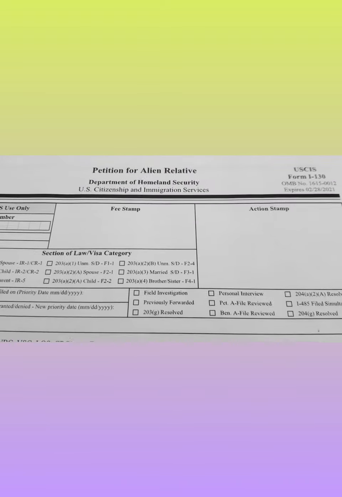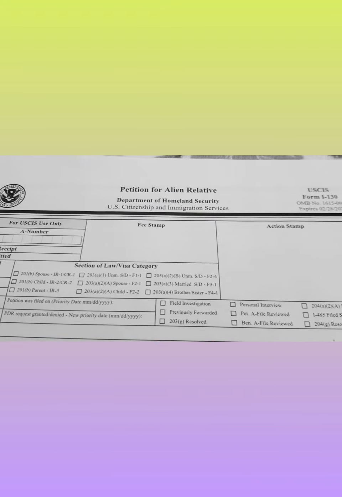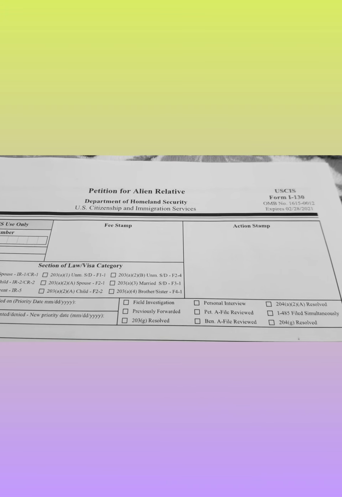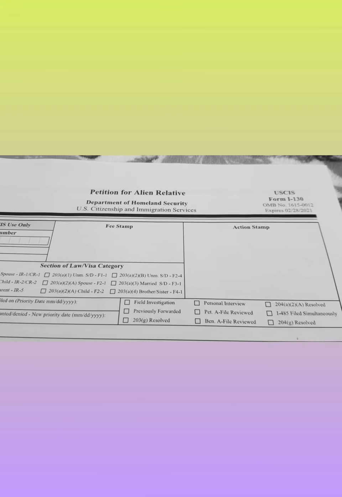Today we're gonna film another tutorial video on the form I-130. Firstly, we have to check for the expiration date. As you can see, my expiration date is 2021/02/28.